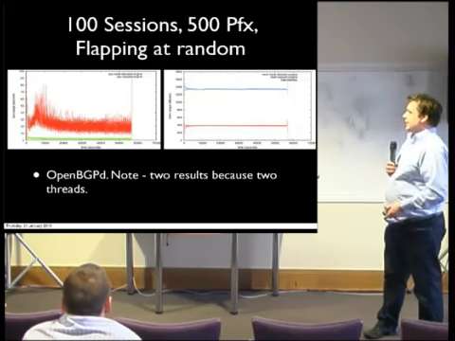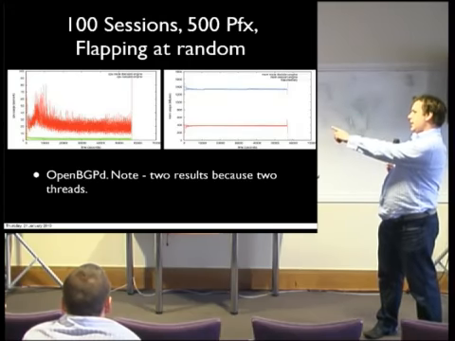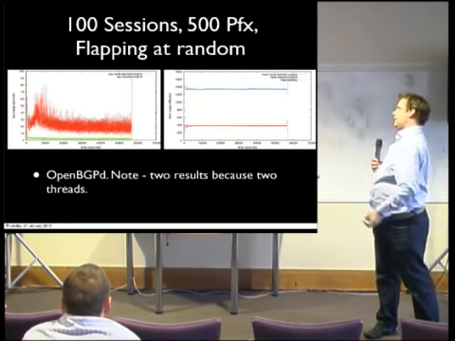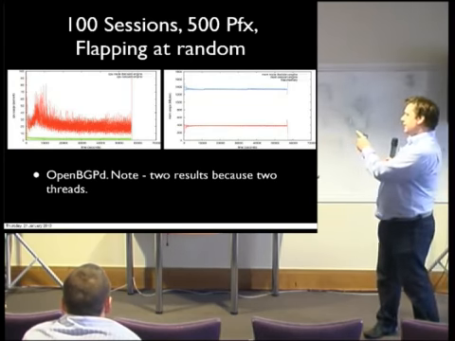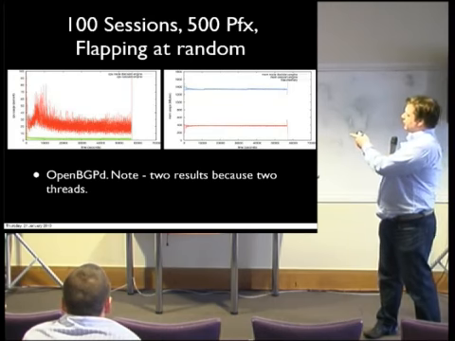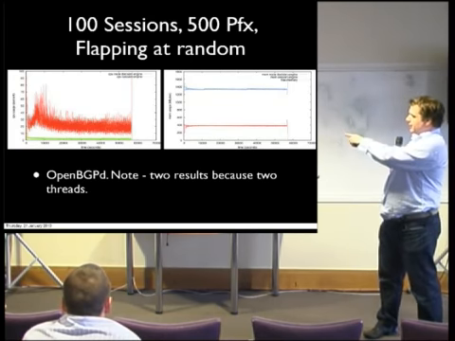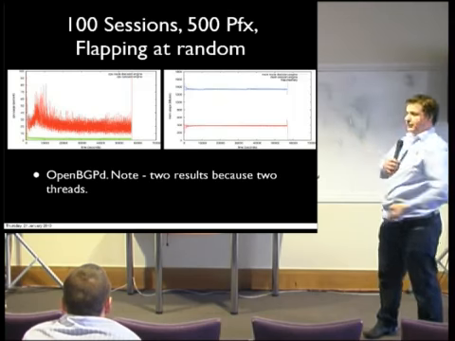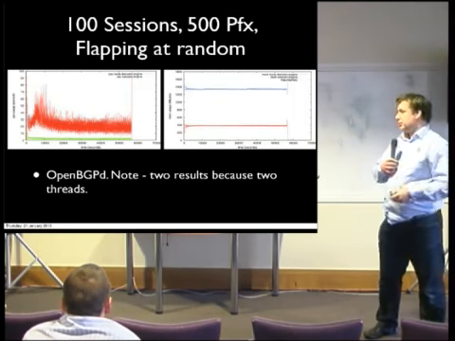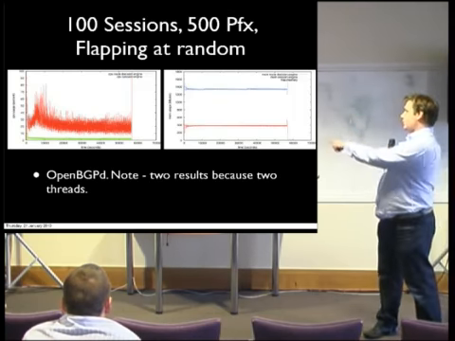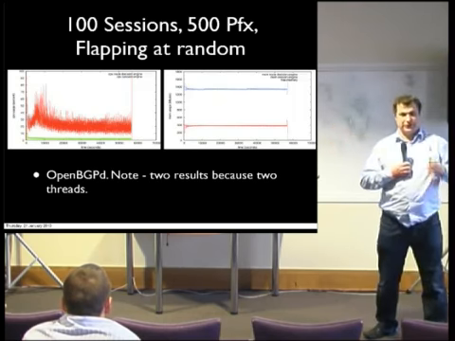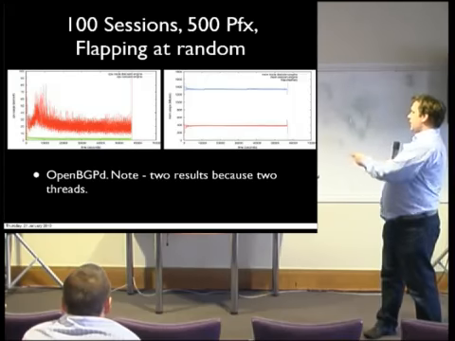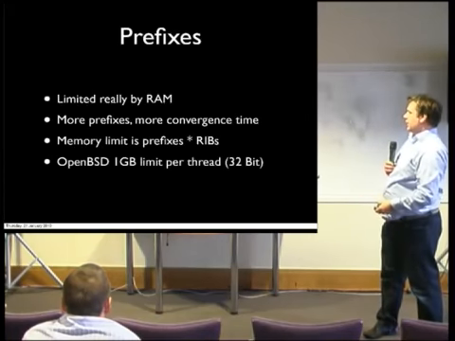With OpenBGPD, a very similar one, again high CPU use at the beginning, and it was particularly efficient because with 100 sessions and 500 prefixes flapping at random, it only normally peaked at about 40% use, whereas the others peaked much higher. There are two lines on the OpenBGP one because there were two threads that we monitored because it's a multi-threaded piece of software. Again, memory use fairly constant.